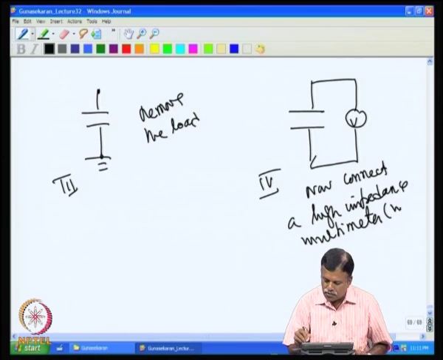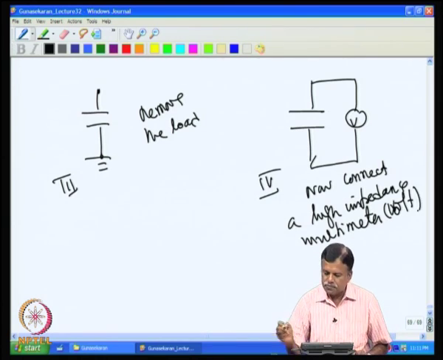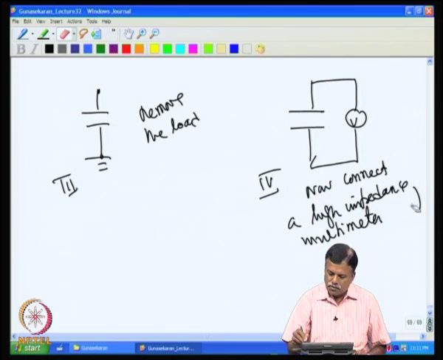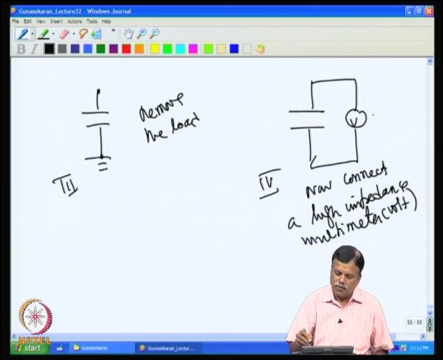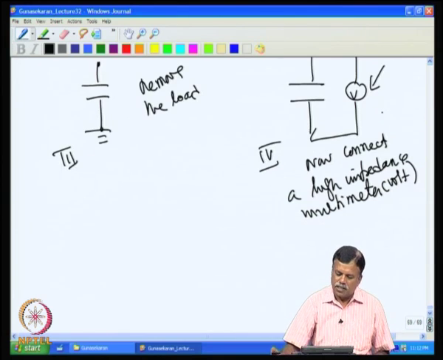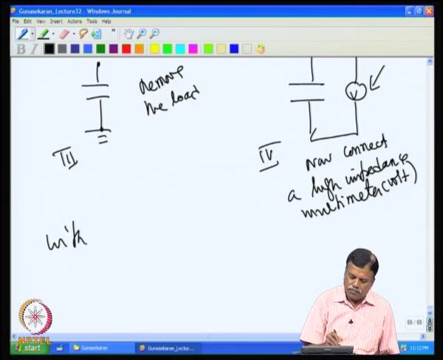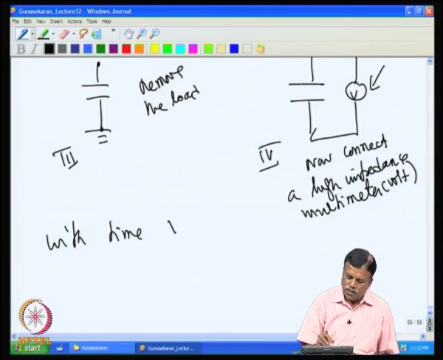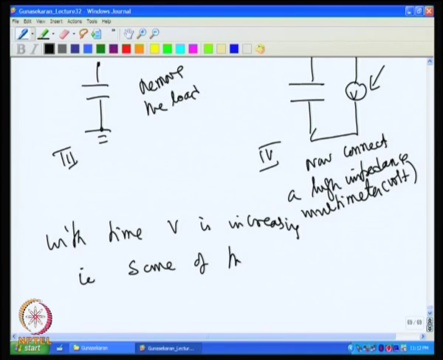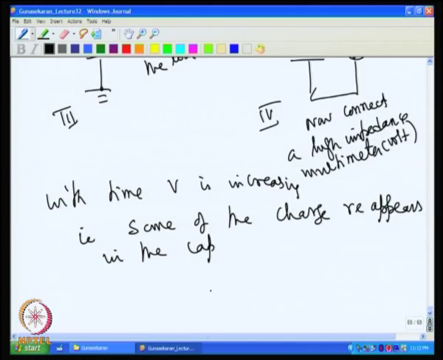Impedance multimeter in the voltage mode. Now, you will find that with time the voltage is building up, V is increasing. That is, some of the charge reappears on the capacitor. This is called dielectric absorption.